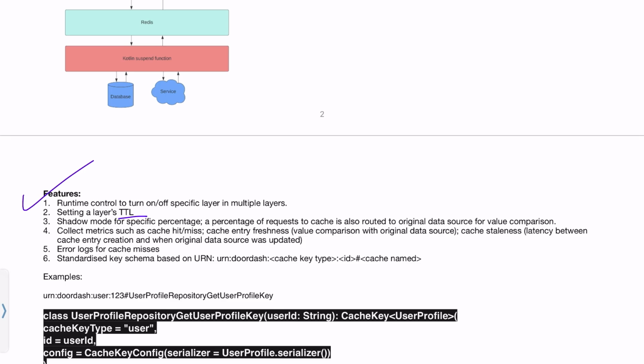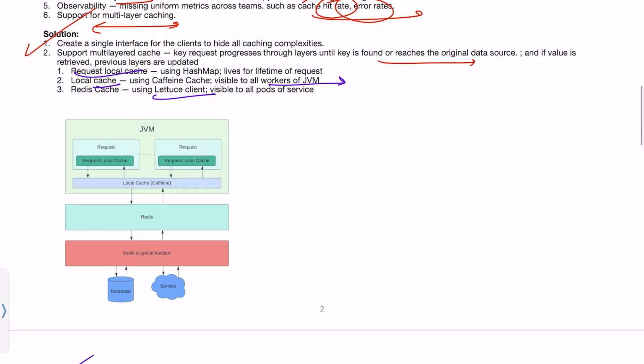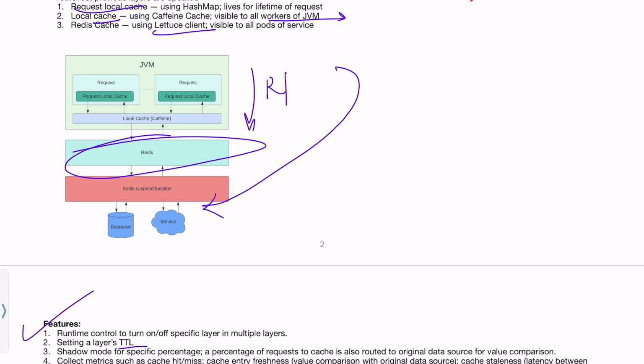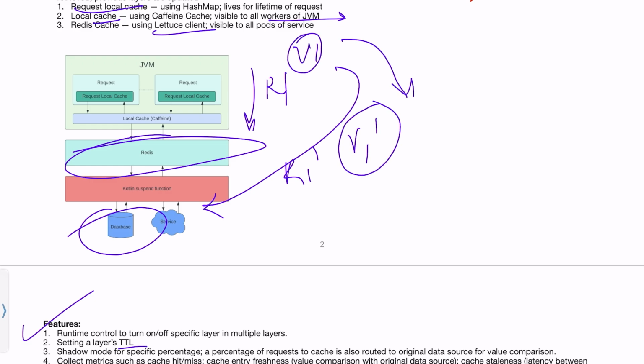A percentage of requests to cache is also routed to the original data source for value comparison. So what you are trying to do, okay, you got the data from this Redis. Okay, this is your R1, but you are also hitting that request R1 dash to your database, and then you basically compare the values v1 and v1 dash. Are they equal? If they are not, you publish a metric and also update that cache.